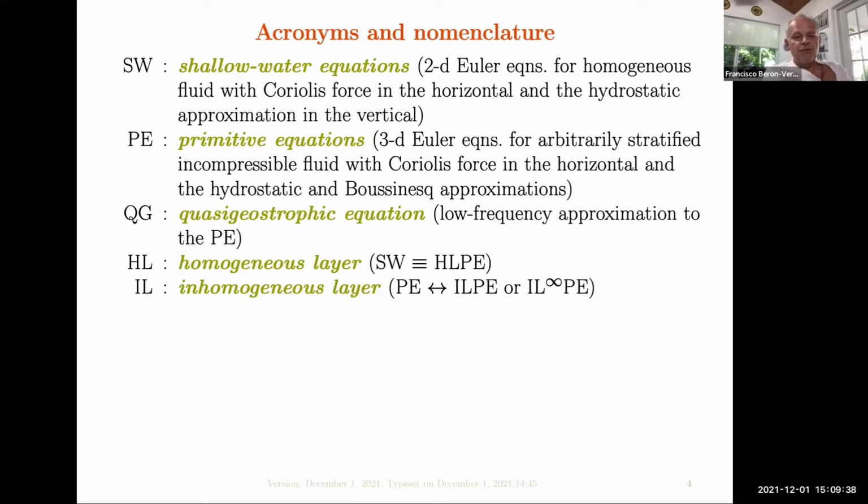So primitive equations have full three-dimensional variation. It can be referred to as an ILP or IL-infinity P. By infinity, I mean the amount of vertical variation of the fields allowed.